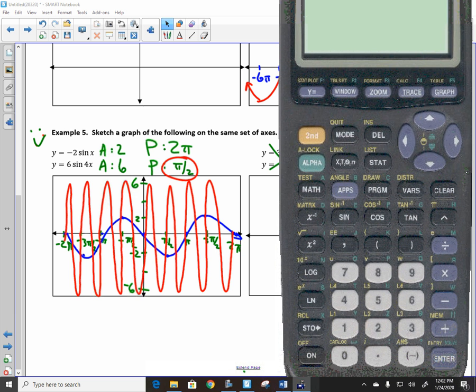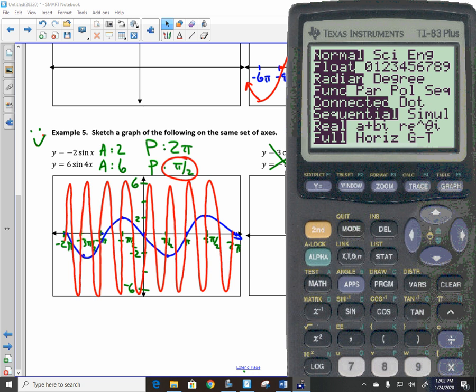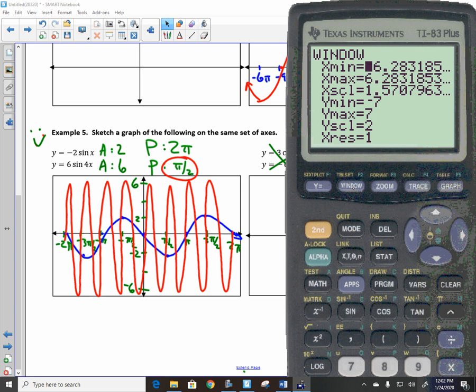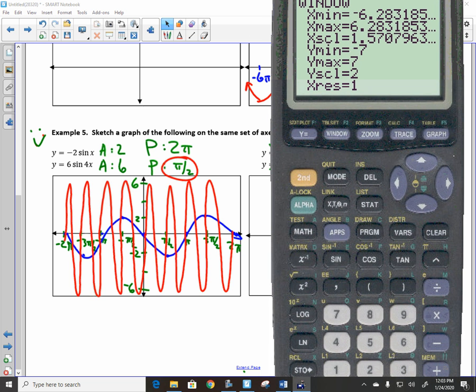And one nice thing is you can turn on your calculator. And if you go into y equals, you can type in those graphs, -2 sine of x and 6 sine of 4x. Do you think I should be working in radians or degrees? Definitely radians at this point. And if you look at your window, what is my x minimum? What is -6.28? That's -2 pi. And you can actually type it in like the scale. We should have a tick mark every pi over 2. So I can actually type that in: pi divided by 2. And you can see that it converts it to the 1.57.